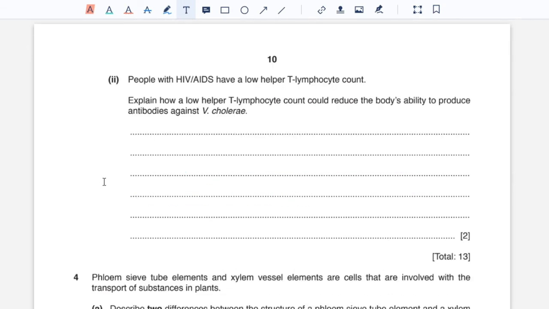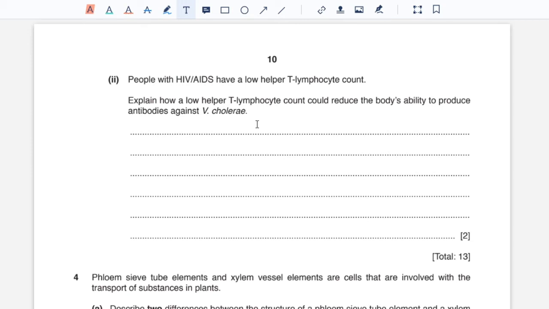Do people with HIV or AIDS have a lower T lymphocyte count? Explain how a lower T lymphocyte count could reduce the body's ability to produce antibodies against V. cholerae. There are two types of T lymphocytes, helper and killer T lymphocytes. As the name suggests, killer T lymphocytes kill infected cells, whereas helper T lymphocytes secrete cytokines, which one, stimulate phagocytosis, and two, stimulate the B lymphocytes to form plasma cells and secrete antibodies faster.